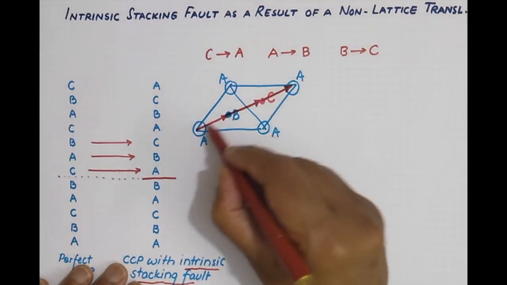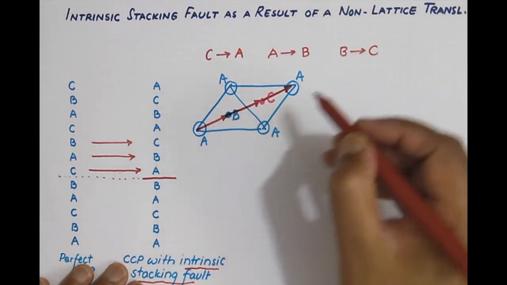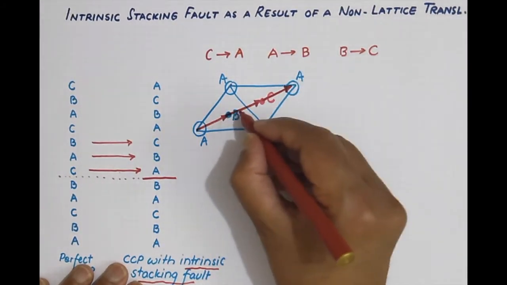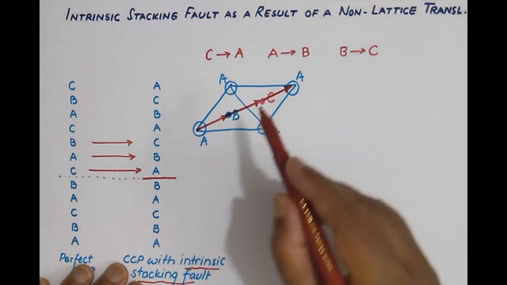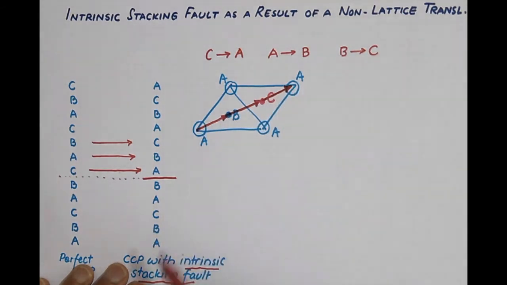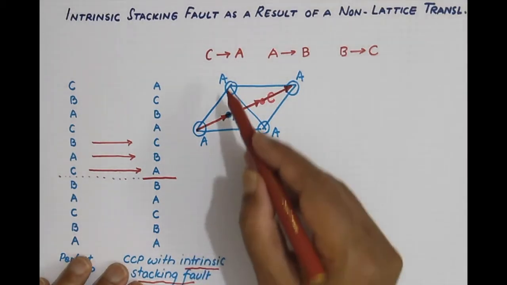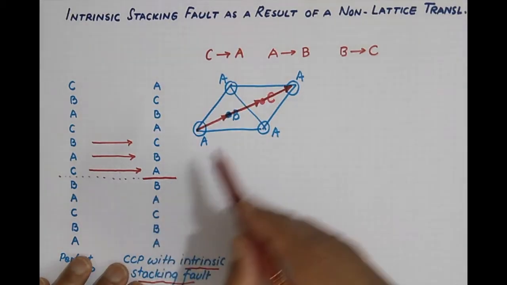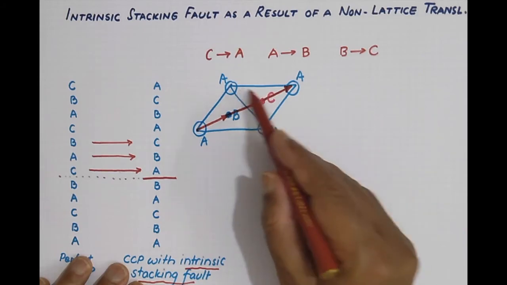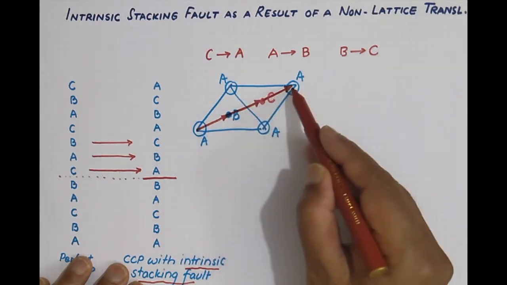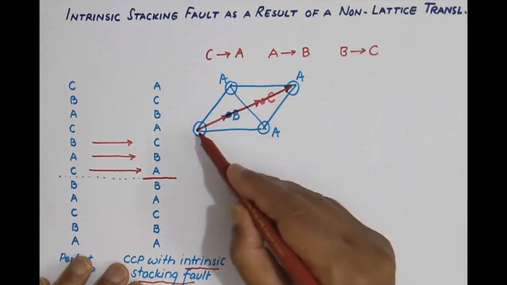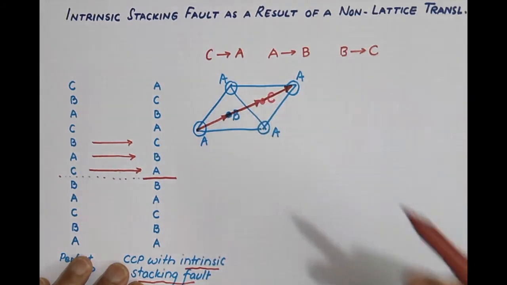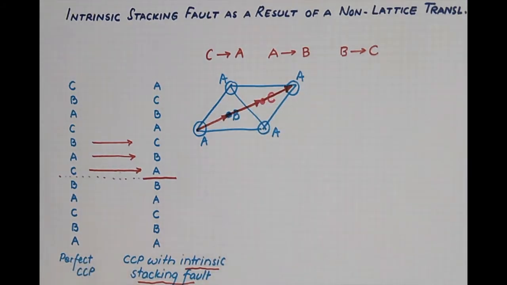So this A to A vector, this long vector, is divided into three equal parts: A to B, B to C, and C to A. Because B is a centroid of this equilateral triangle, C is centroid of that another triangle, and so this long diagonal of this rhombus is divided into three equal parts. This can be easily checked by geometry.